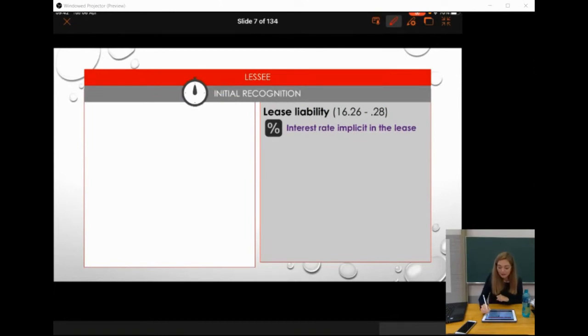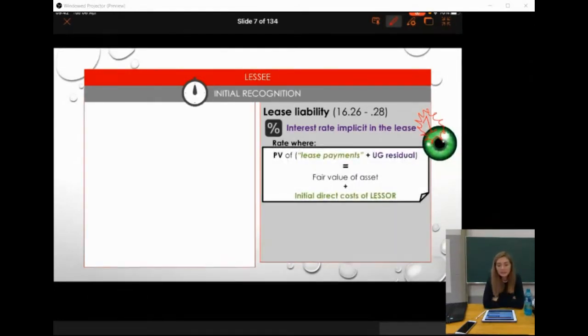Now, this is the first price. This is the actual rate that we should always try to use, the interest rate implicit in the lease. However, there's a problem with that interest rate. The problem is that the interest rate implicit in the lease is calculated from the lessor's perspective.